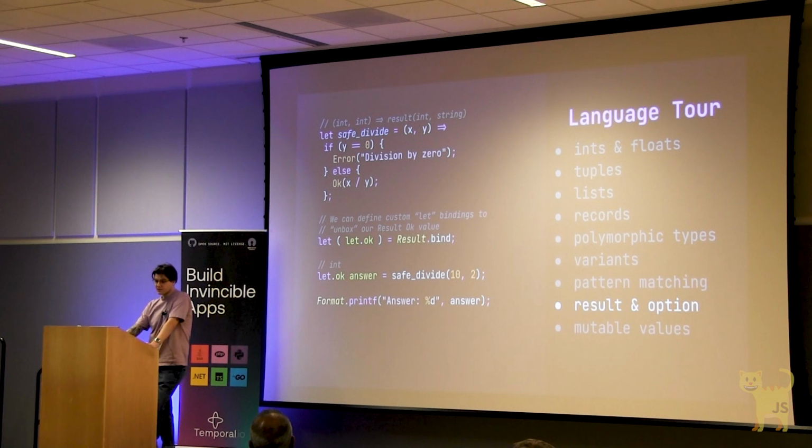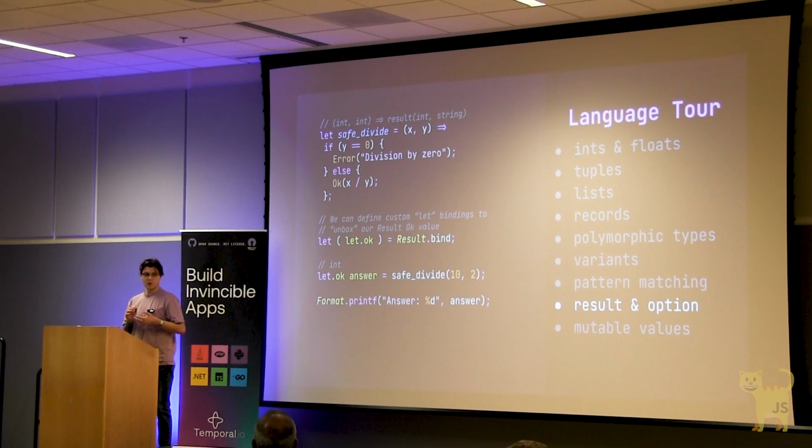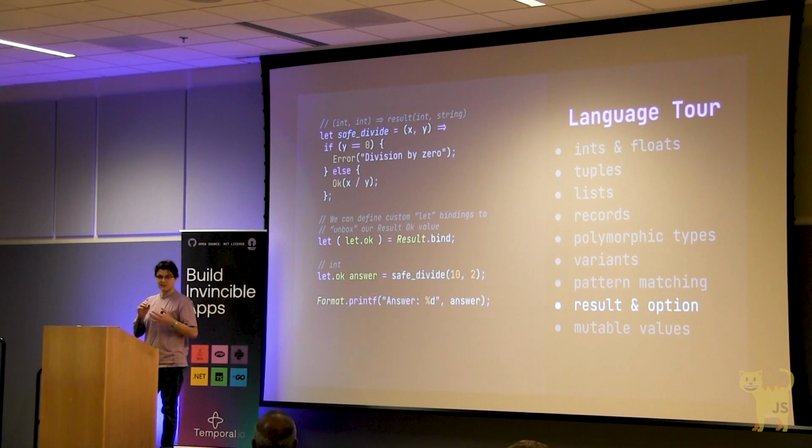There's also some syntactic sugar that's a little bit outside the scope of this talk, but we can do these things called let bindings, where we can create our own let keyword. So we say let OK is going to equal result.bind. And this is going to work almost exactly like our await keyword in JavaScript. This is basically going to unbox our OK value if it is OK. But if it's an error, we're going to immediately return from the scope with the error value.